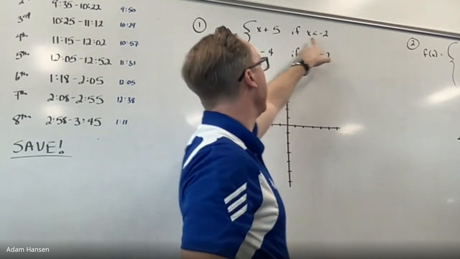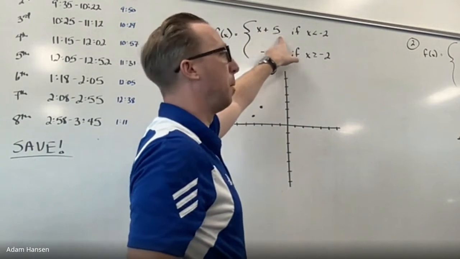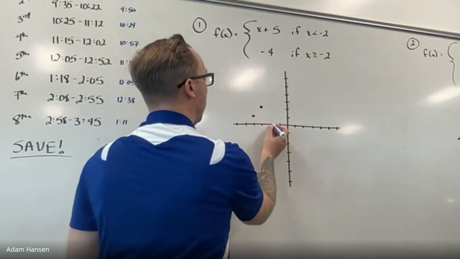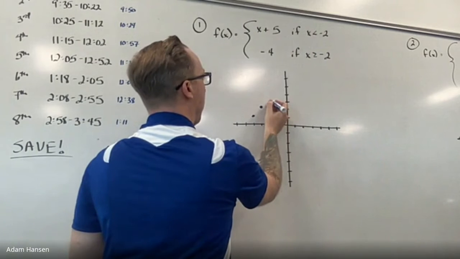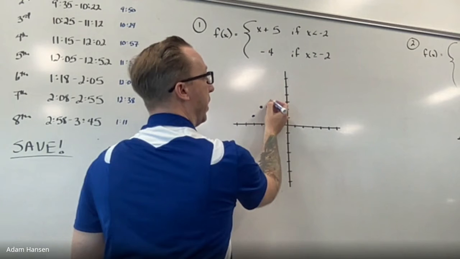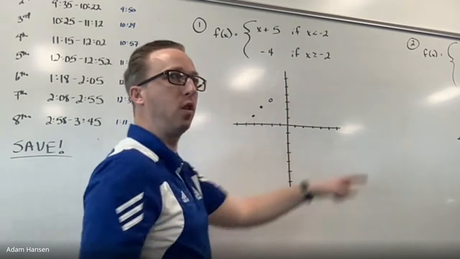So what happens at -2 when I plug it into x plus 5? What is -2 plus 5? 3. If I go left 2, we'll go up 3 to plot the graph. Would it be an open circle that's excluded or a closed circle that I want to include? Open. Why open? Look at the inequality.